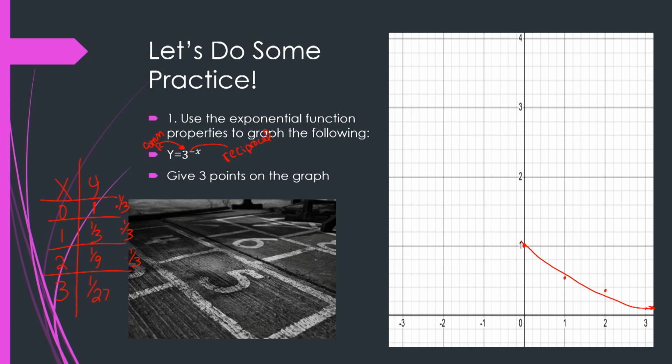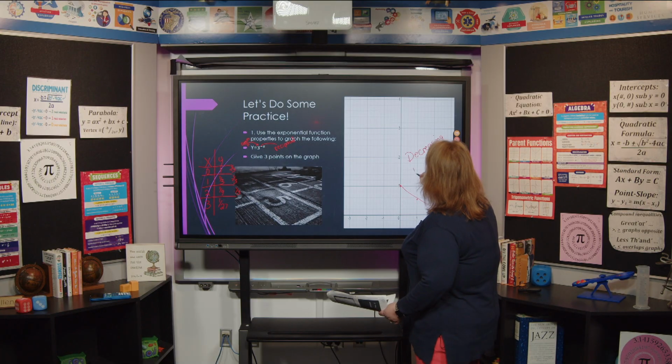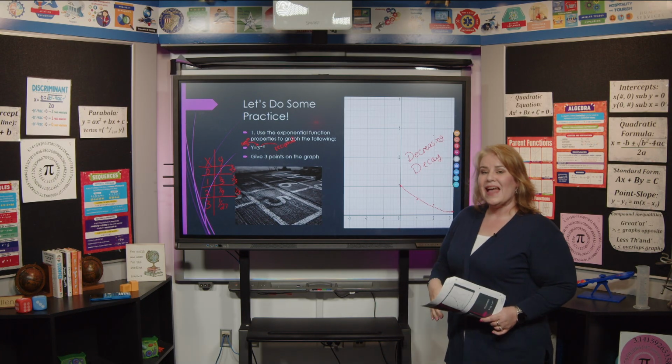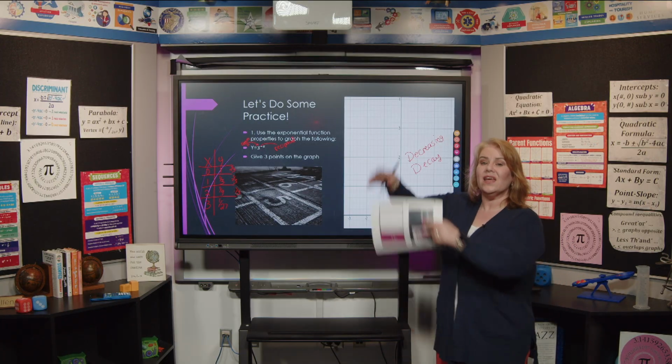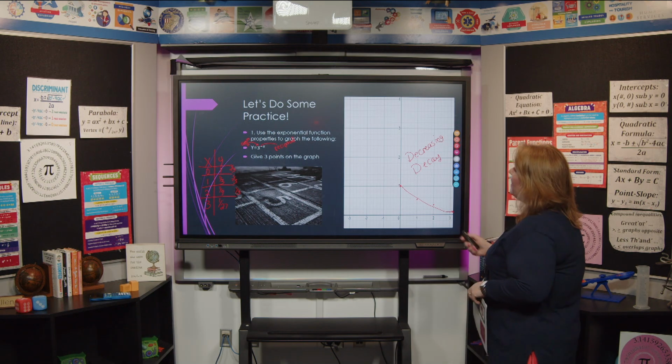So is this increasing or is this decreasing? It is decreasing. Now, since it is decreasing, would we say that is a growth or a decay? It's going to be a decay. So when I am decreasing, I can also say that is a decay. So therefore, if we flip that, if it is increasing, I could say it's a growth. Good catch.